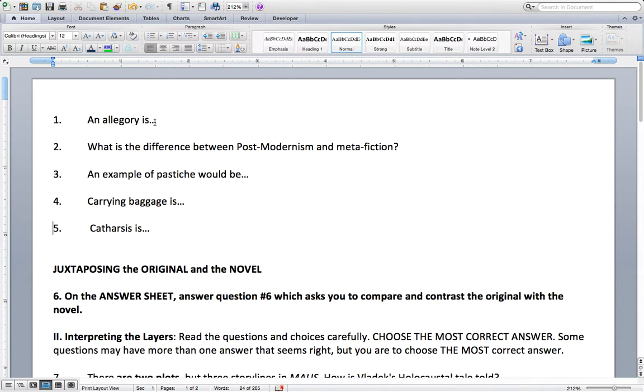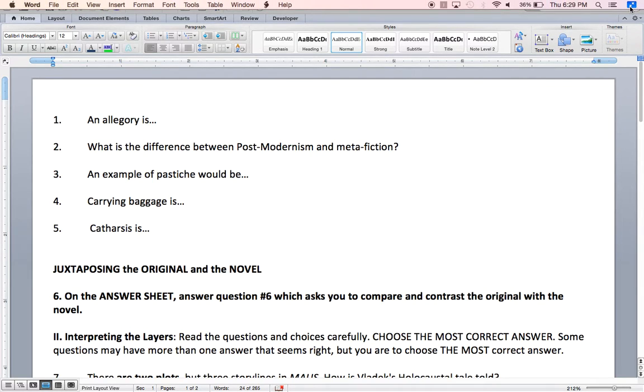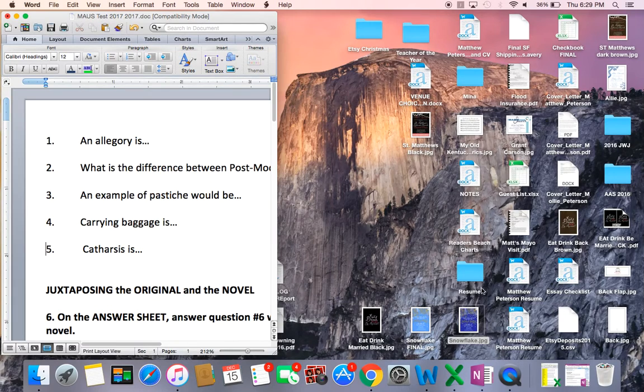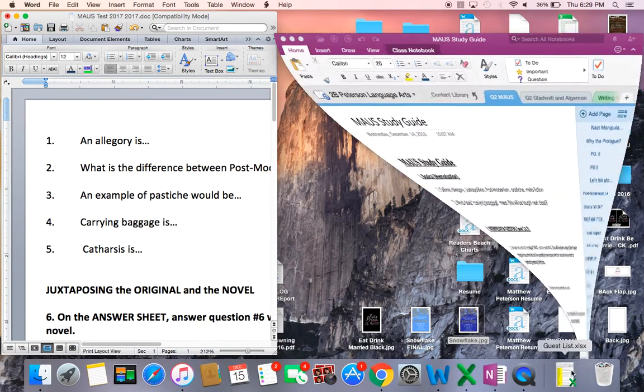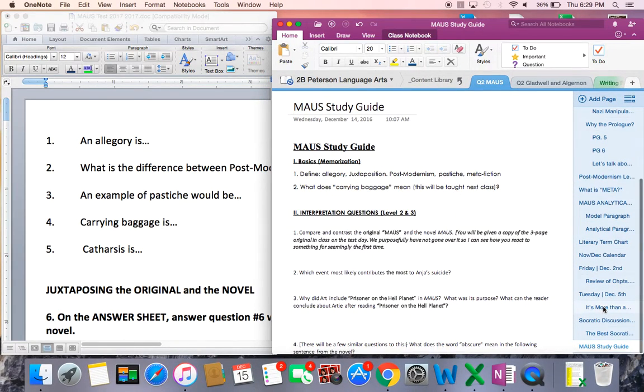You'll need to know what an allegory is. And know that I'm going to put some definitions in there and some options that are partly right, but not 100% right. What's the difference between postmodernism and metafiction? Well, if you're wondering about that, because you think, what? There's a difference? Well, yeah. Go look in your content library.